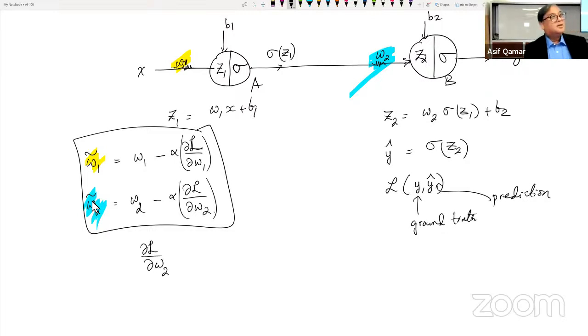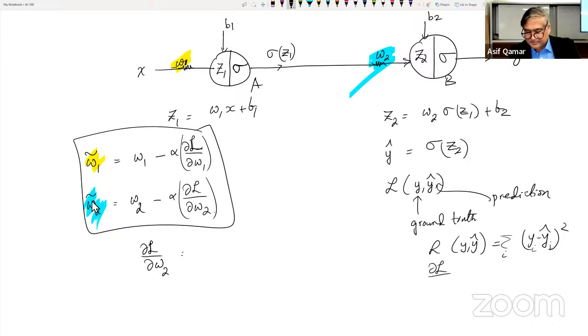With respect to W2. What do we really know how to do? Let me take this example. Suppose the loss we write as Y minus Y hat squared. I'm deliberately skipping the summation. In reality, it will be summed over all the training data and all of that. But let's skip all those things. Let's think intuitively. So we know that we can do this. This we know how to do, isn't it?